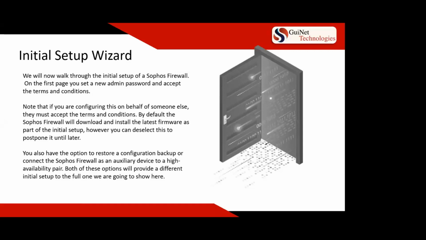That would not be part of this module, but of course we will discuss what the behavior would be while doing the migration, for those who are already in the migration process. You will also have the option to restore the configuration backup or connect the firewall with the auxiliary device in a high availability pair. Both of these options will be available on a different initial setup. If you have HA, I will show you how you can restore your backup on your new HA device here. High availability means zero downtime.